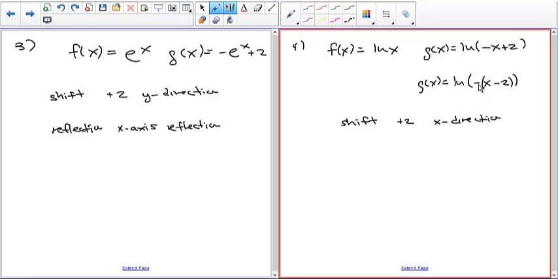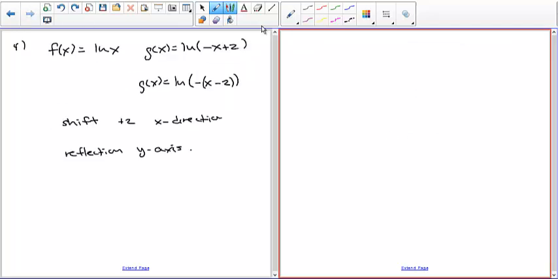And because the negative sign is inside the argument, that's going to be a reflection, and it's going to be across the y-axis instead of the x-axis. So here, if it's outside, if this were negative the natural log, then it would be an x-axis reflection, but it's the natural log of negative x, so it becomes a y-axis reflection.